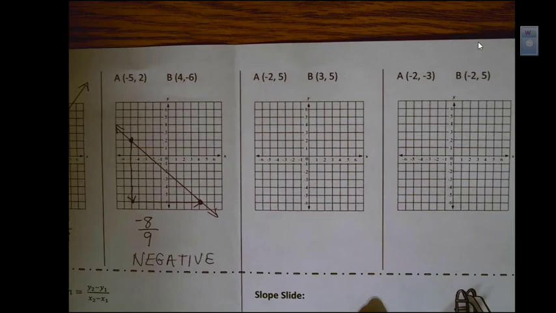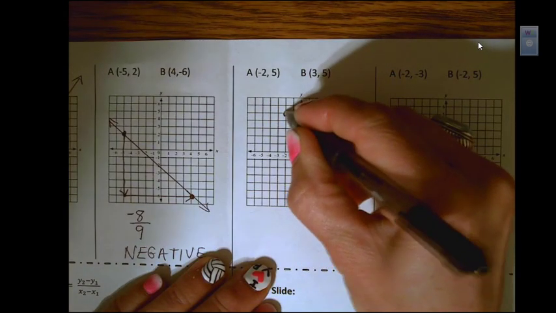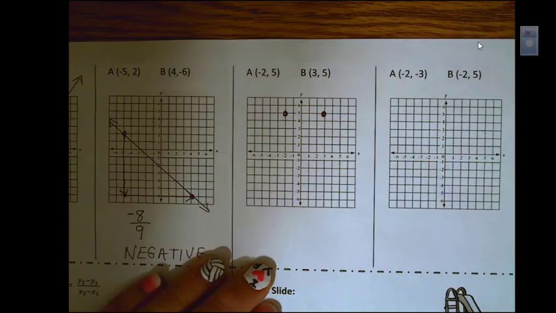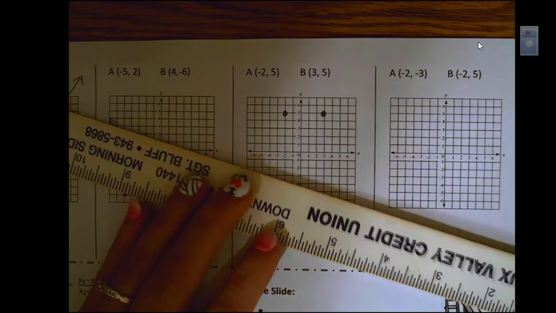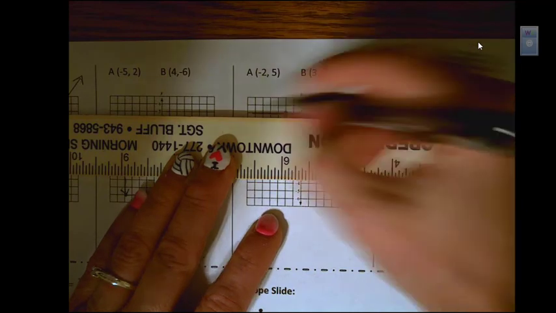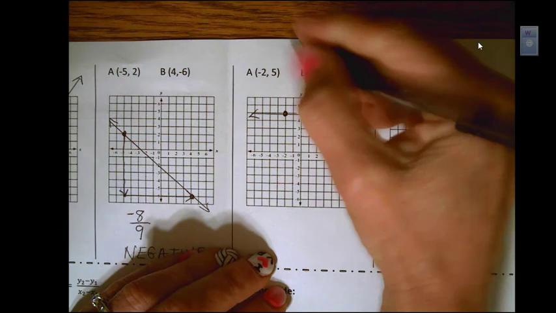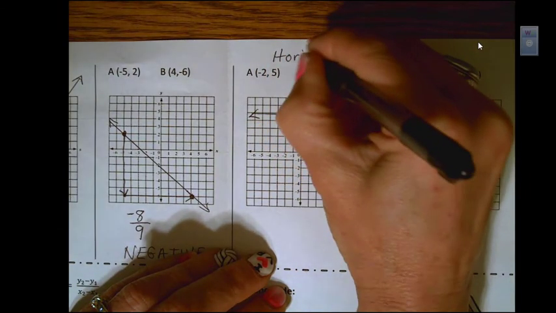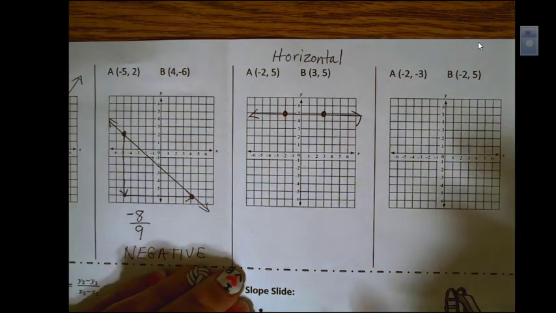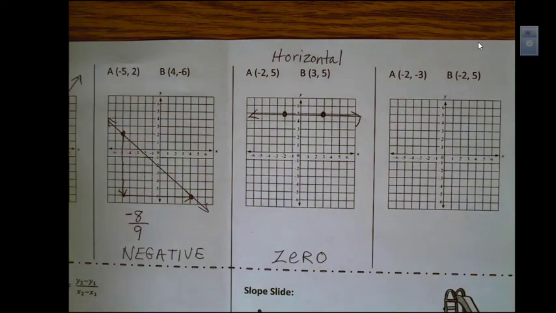The next one, -2, 5, and 3, 5. So on this one, Slope Dude says this is zero fun. This is a horizontal line. And the slope is 0.